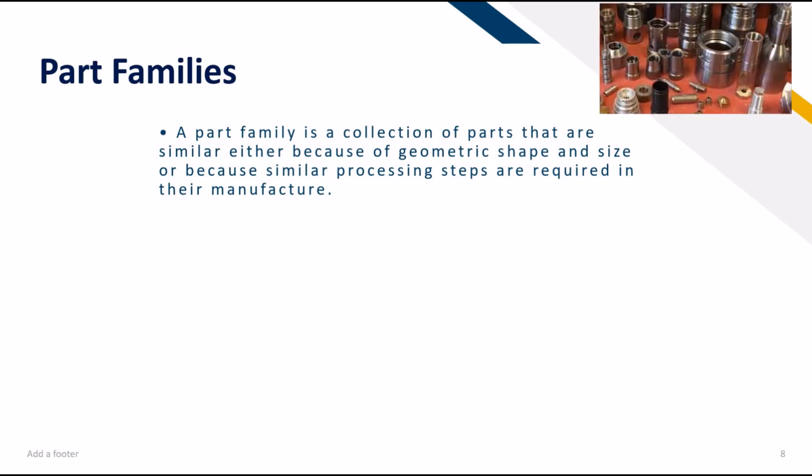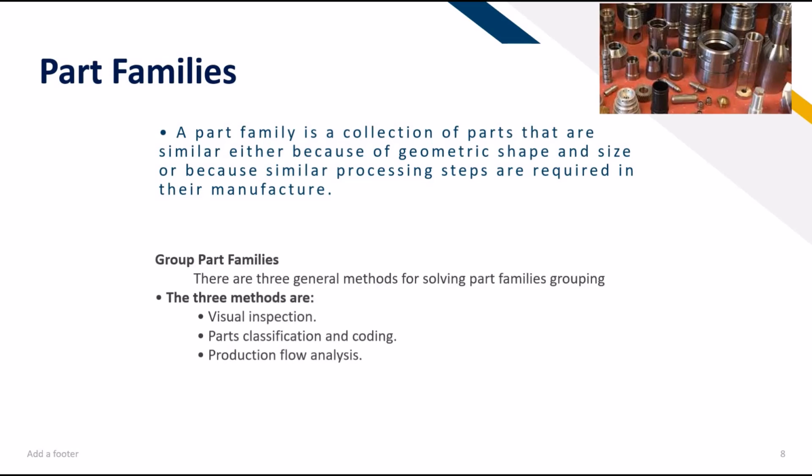So here is how we can group the part families. There are three general methods for solving part family grouping. All three are time consuming and involve the analysis of much data by properly trained personnel. Of the three methods, the first method is visual inspection. This method is the least sophisticated and least expensive method. It involves the classification of parts into families by looking at them physically.